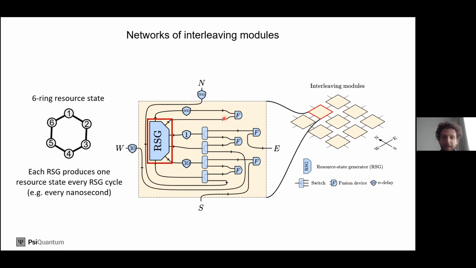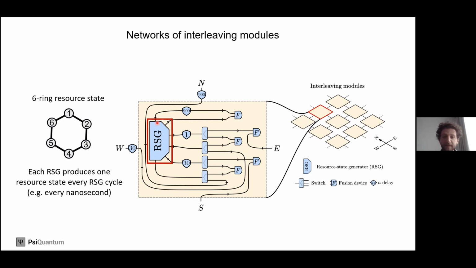A resource state generator, or RSG, is a device that produces a resource state in every RSG cycle. If you like to think in terms of concrete numbers, think of one RSG cycle as 1 nanosecond. So in every nanosecond, each resource state generator in every one of these modules, and there's one resource state generator per module, produces a resource state, a specific few photon state. This RSG cycle is basically the physical clock rate of the quantum computer.